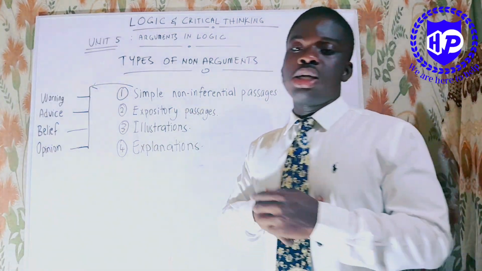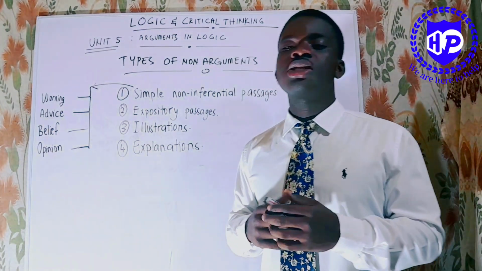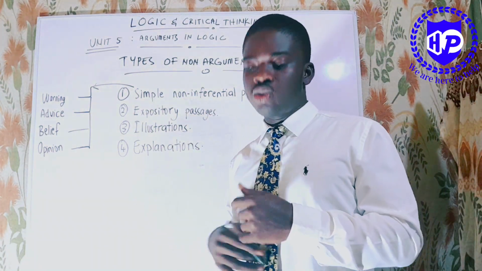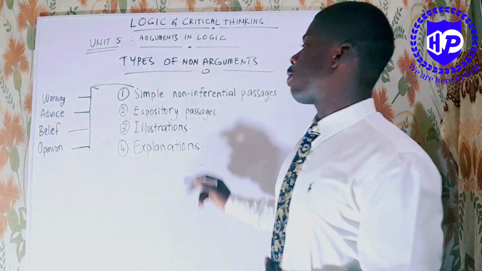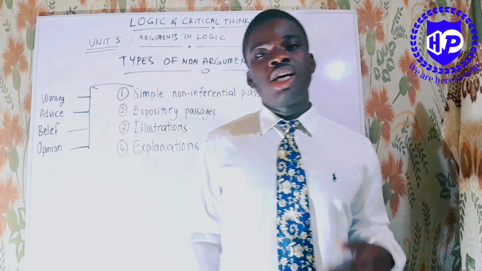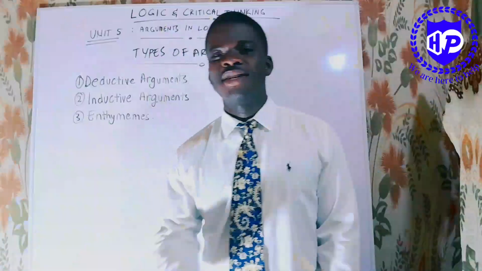Now the third is illustrations. An illustration is simply a write-up that shows how something is done, or that demonstrates a process. And the fourth, explanations. So these are the types of non-arguments. Let's look at the types of arguments.